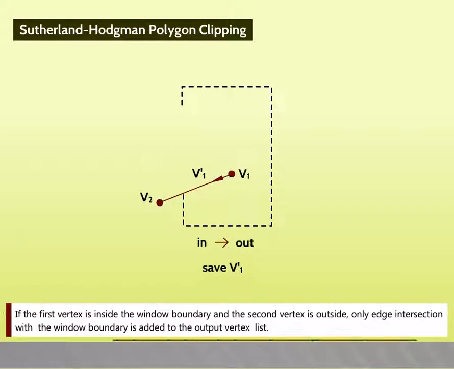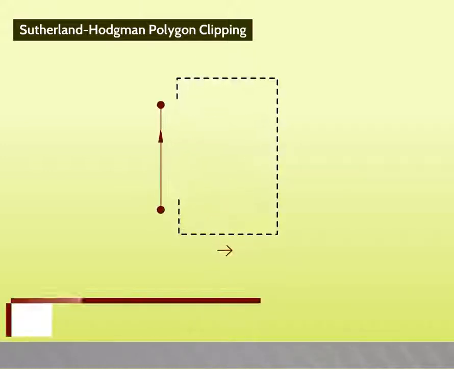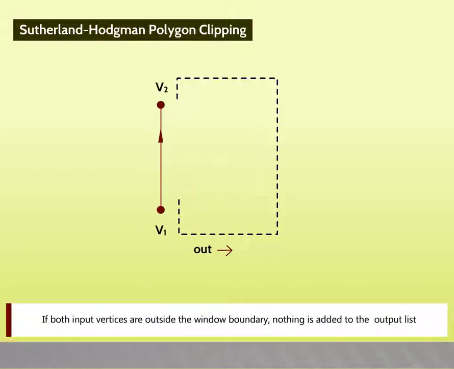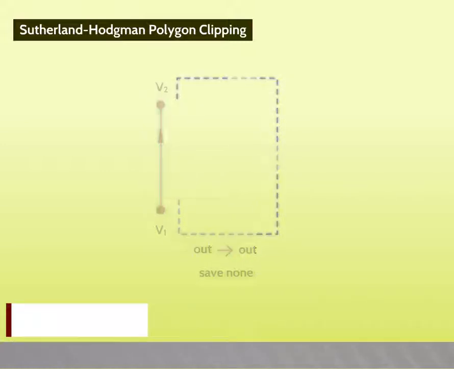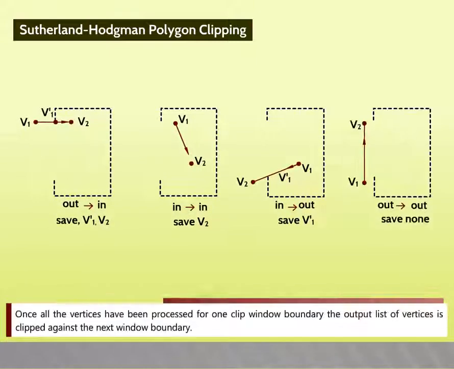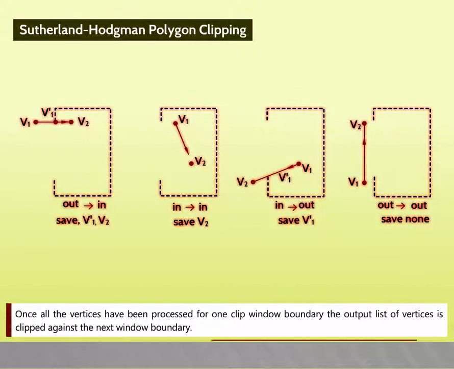If the first vertex is inside the window boundary and the second vertex is outside, only the edge intersection with the window boundary is added to the output vertex list. If both input vertices are outside the window boundary, nothing is added to the output list. Once all the vertices have been processed for one clipped window boundary, the output list of vertices is clipped against the next window boundary.